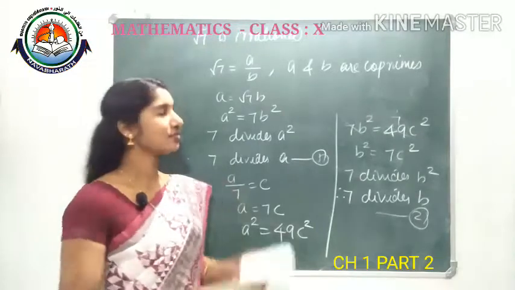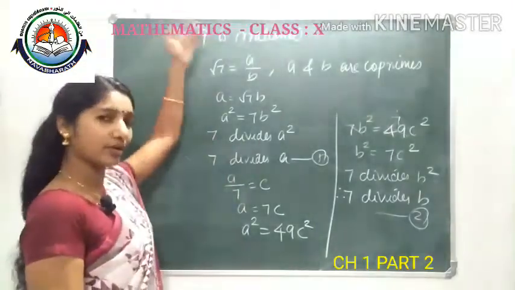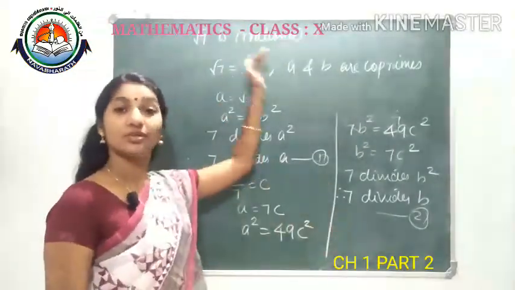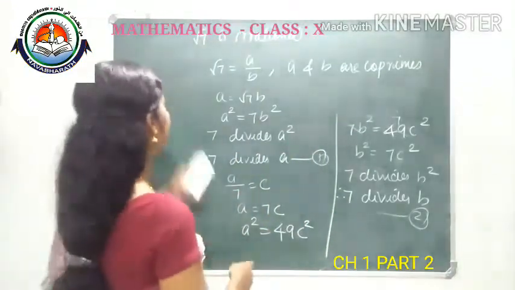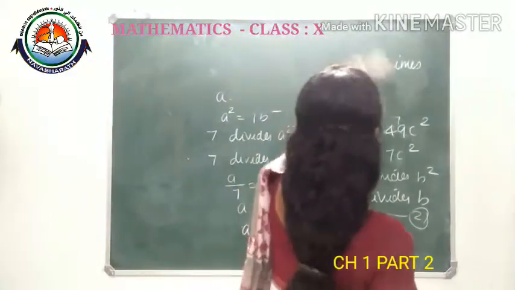Got it? Like this, for every number you can write, root 7 or root 11 or anything, the same procedure. This you need to study, very important. Clear? Then see. Some questions are coming like this.